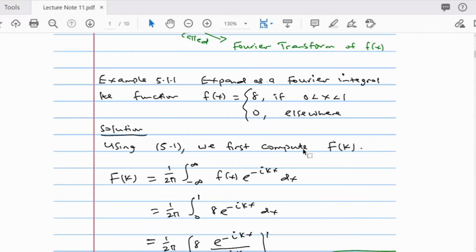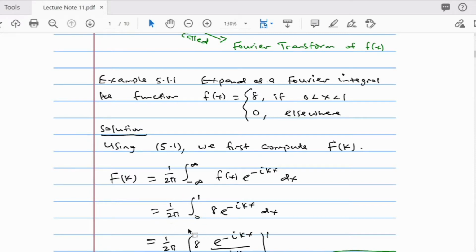So we must first compute our capital F of k. This is the formula for computing capital F of k. Capital F of k is just 1 over 2 pi, integral from minus infinity to infinity of f of x, e to the power minus ikx dx. Then you discover that f of x is x between 0 and 1 and is 0 elsewhere. So basically, you are integrating between 0 and 1 because the integral of 0 is 0. So we are integrating between 0 and 1.